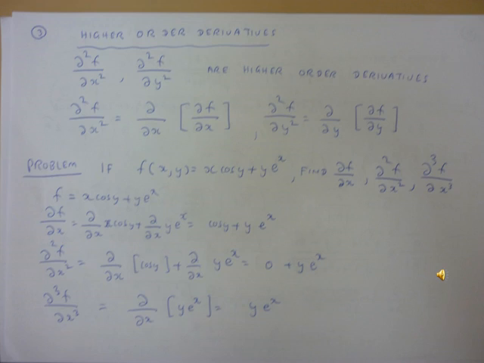So that we differentiate cos y, del by del h cos y equals 0, and del by del h of y e power h. So del by del h is a partial differentiation. In partial differentiation, we only need to differentiate with respect to the one variable. So for del by del h of y e power h, you don't need to differentiate the y.